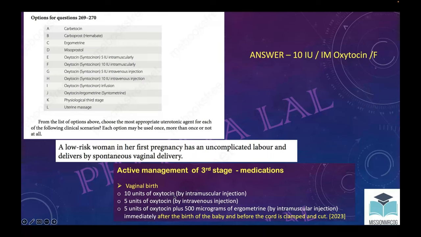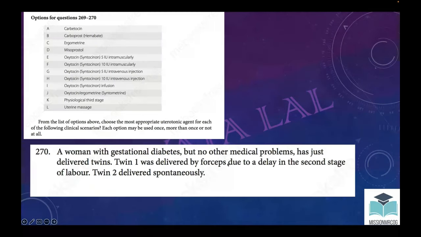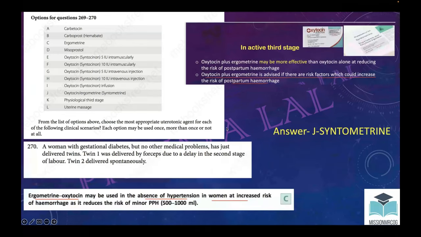Now the patient has gestational diabetes, no medical problem. She has twins, the first delivered by forceps and the second to deliver spontaneously. What to be given? Syntometrine. Yes, Syntometrine, because oxytocin plus ergometrine is more effective, and if the patient has any risk factor, then Syntometrine is advised. So the patient has a risk factor, twin is a risk factor, so give Syntometrine.